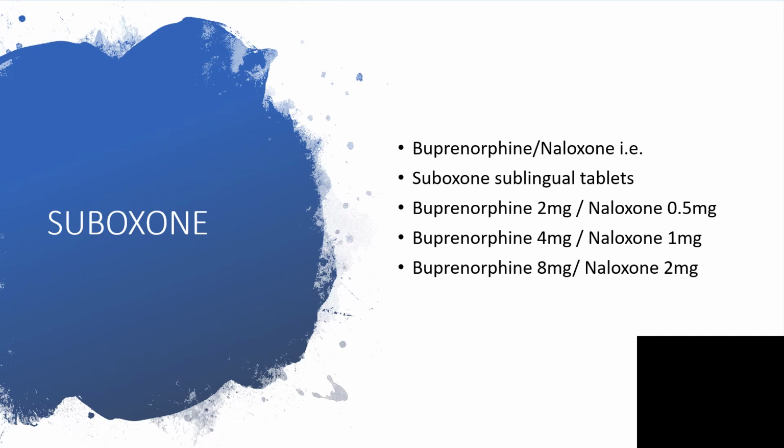Suboxone sublingual tablets will contain buprenorphine 2 milligram and naloxone 0.5 milligram. If you watch that ratio, it's 4 to 1. Buprenorphine to naloxone is 4 to 1. So when the dosage of buprenorphine is 4 milligram, naloxone will be 1. And buprenorphine 8 milligram, naloxone 2 milligram, 4 to 1.